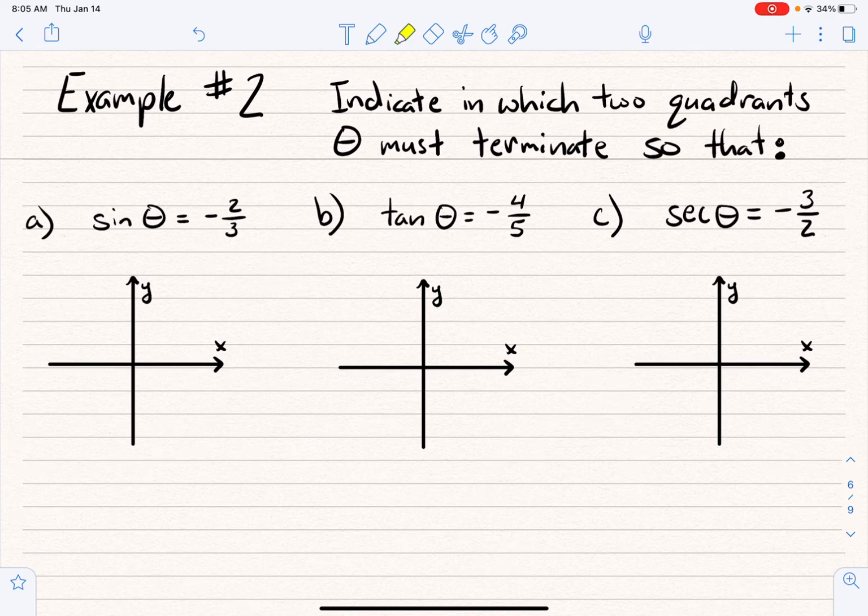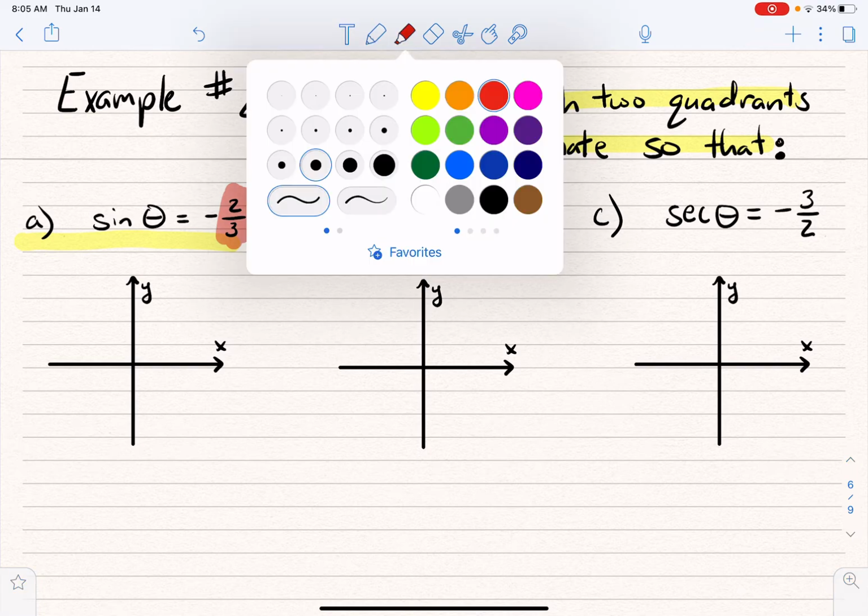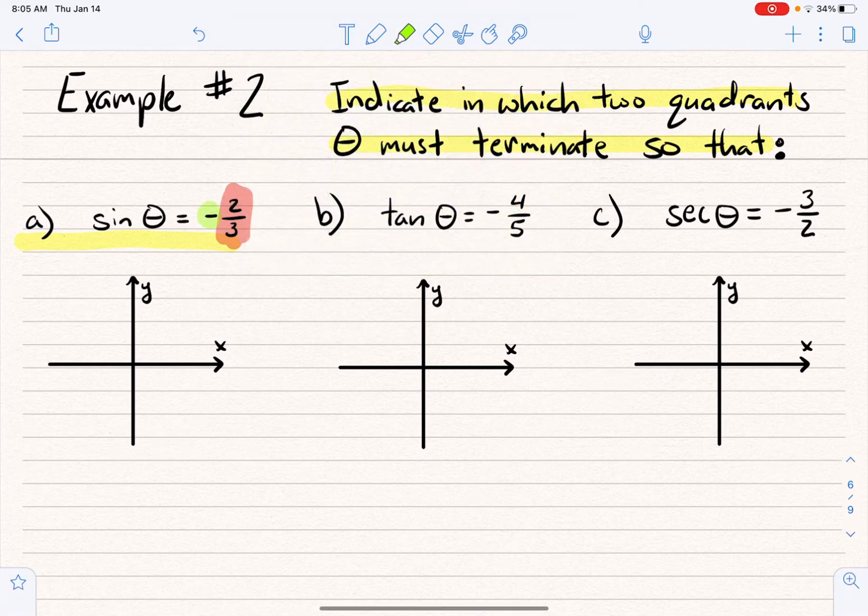It says, indicate in which 2 quadrants theta must terminate so that the following statement is true. Sine theta is negative 2/3. Now make sure you understand, we don't care about what this value is. We only care about this sign right here. We don't care that it's 2/3, we just care that it's negative. This is the biggest thing about this problem, that sine theta is negative.